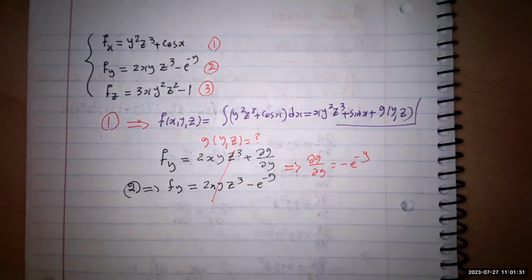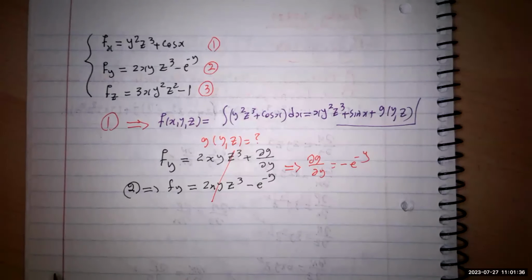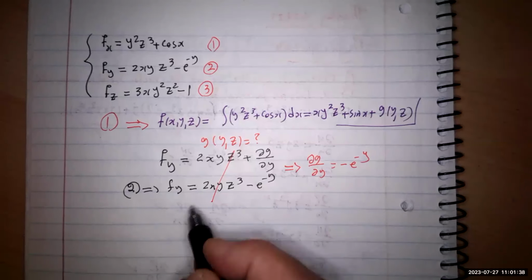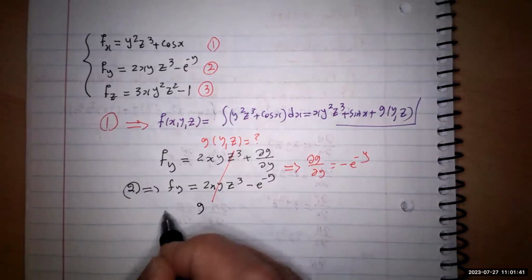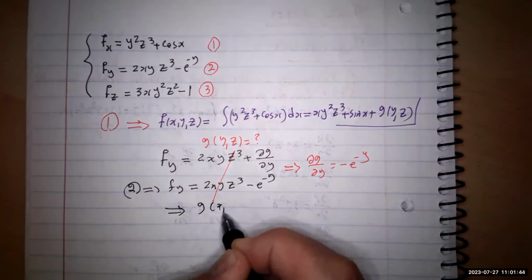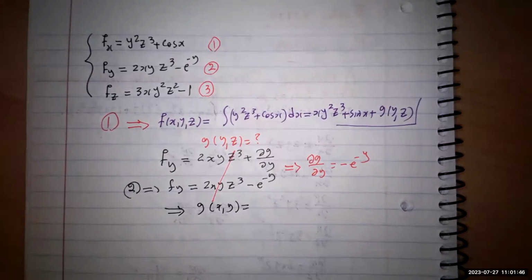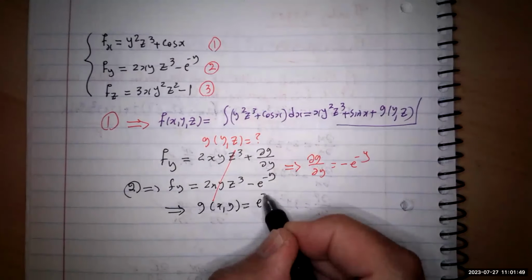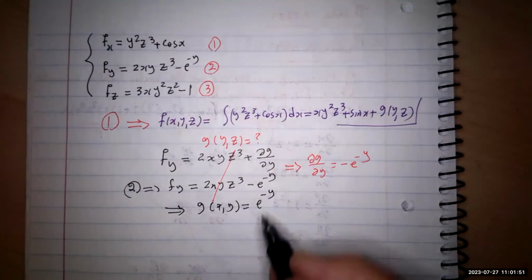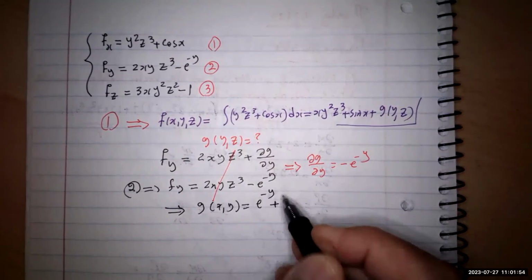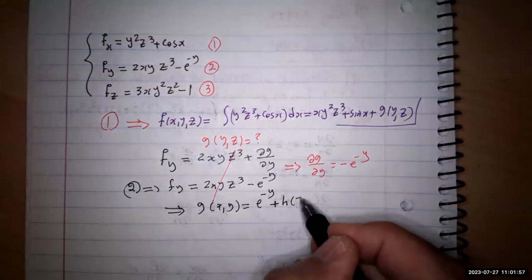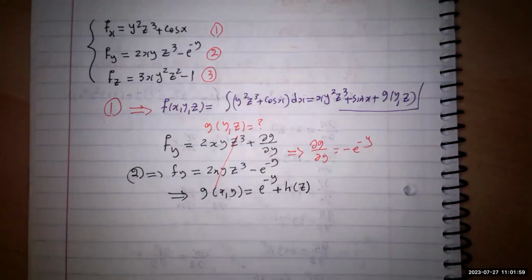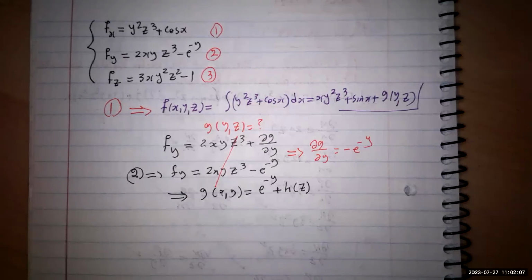If integrating with respect to y, what is the result? From here, g of y: you know that the integral of negative e to the negative y is just e to the negative y. But you may have a constant, and your constant can be a function of z. So we are going to call it h of z.